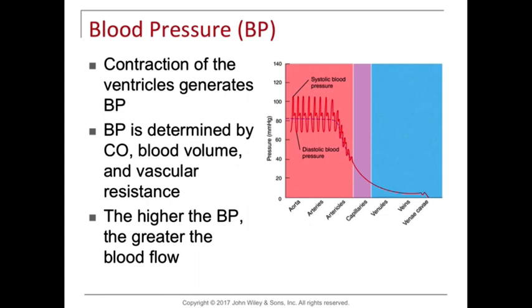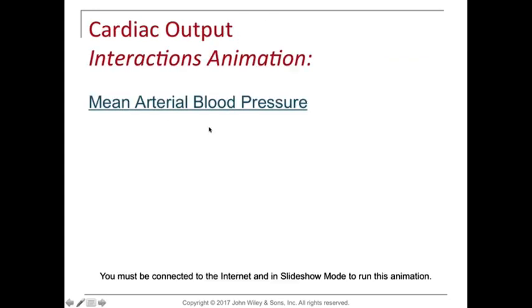Okay, so blood pressure: the contraction of the ventricles generates the blood pressure. Blood pressure is determined by cardiac output, blood volume, and vascular resistance, which we learned quite a bit about in that video. The higher the blood pressure, the greater the blood flow. Let's look at mean arterial pressure.